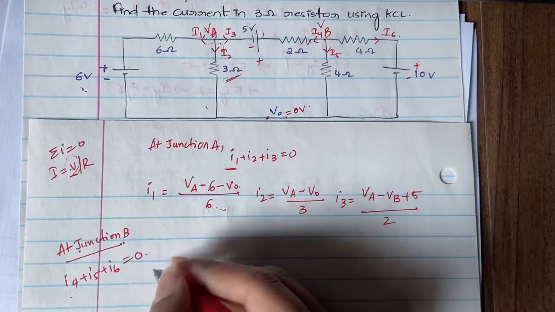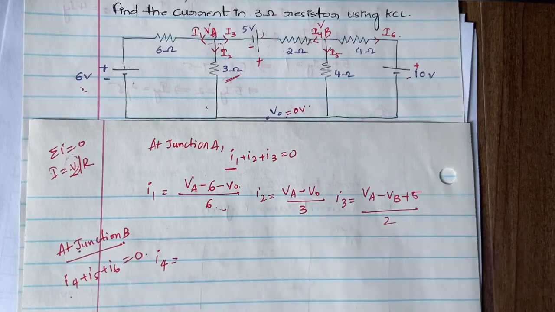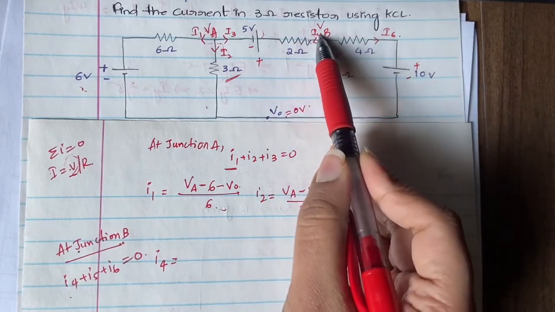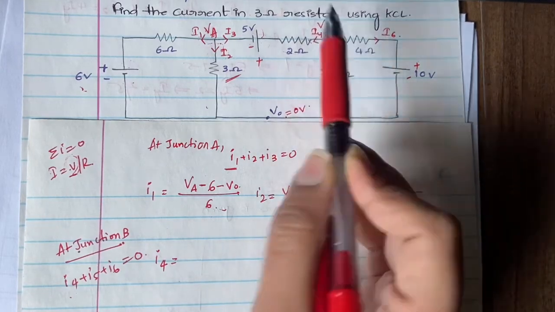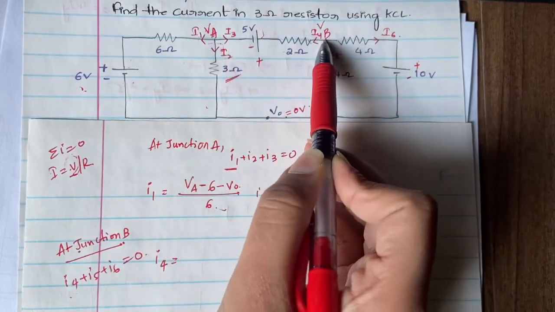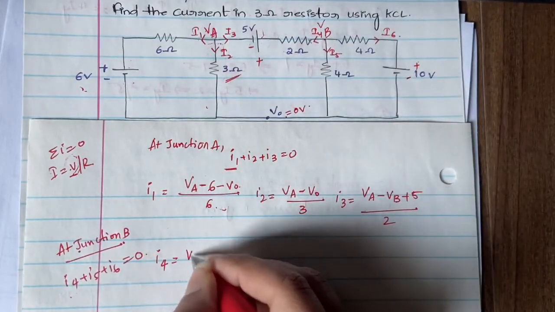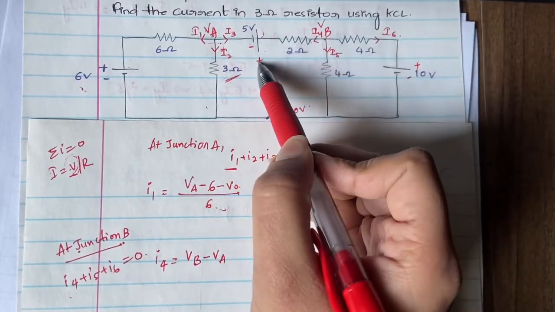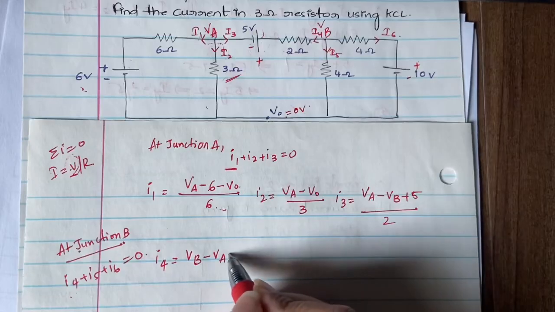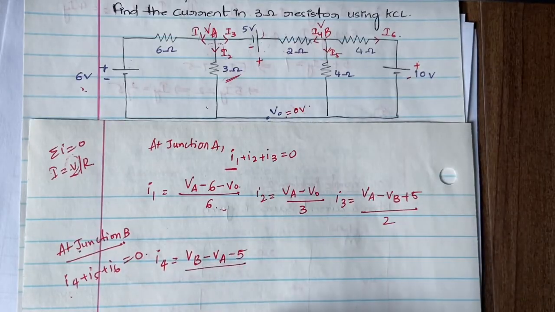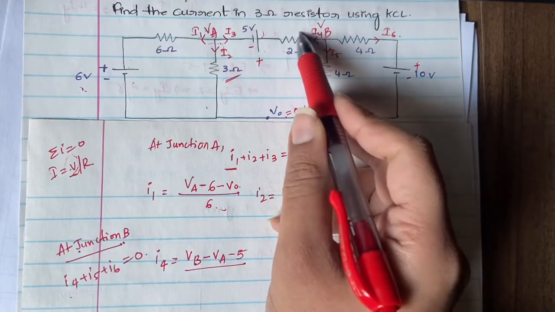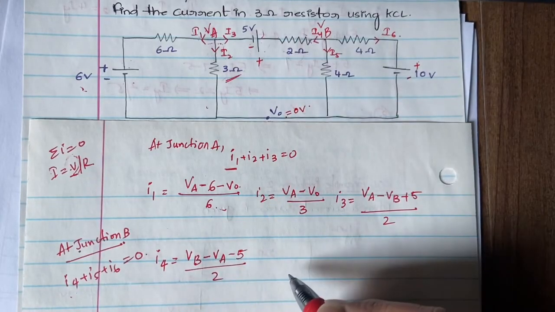Okay. Now, how do you express I4? See, the direction of I4 is like this, right? It is going from VB to VA. That means VB is at higher potential this time. VB minus VA. And in between, it is going from positive to negative, that means the 5 also will have a negative sign. Okay. So what is the resistance associated here? 2 ohms, divided by 2.